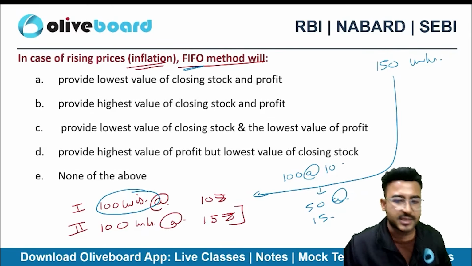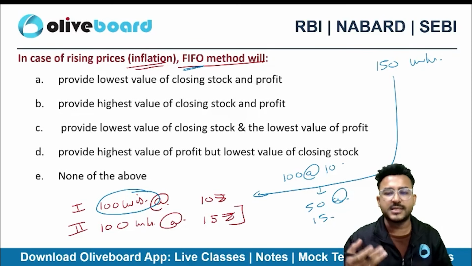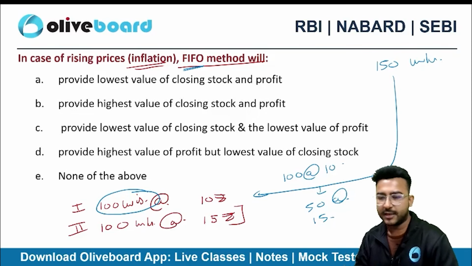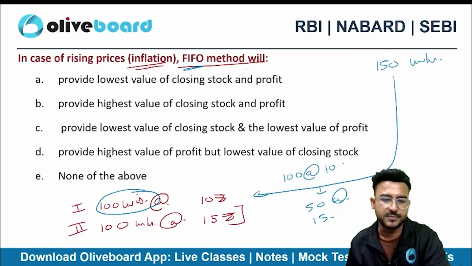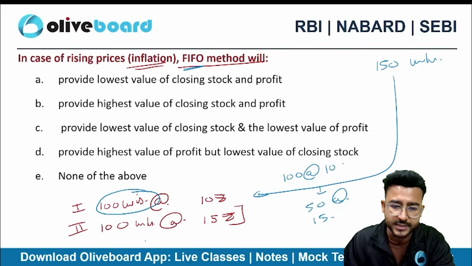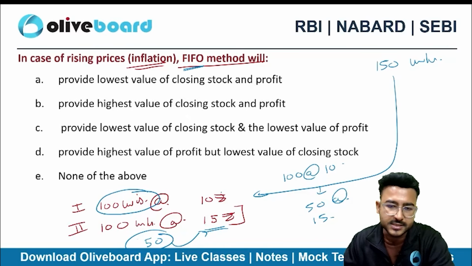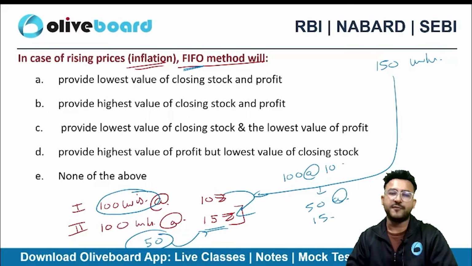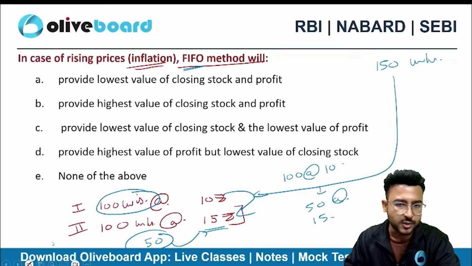We'll be discussing this concept in Accounting Standard 2. For those who have not watched the Accounting Standard 2 lecture as of now, they can watch it, and definitely you will be able to understand the details of this particular concept. Now the 50 units I have from the second lot are valued at 15 rupees, which is quite expensive as compared to the first lot. So I can say that the closing stock value will be high.